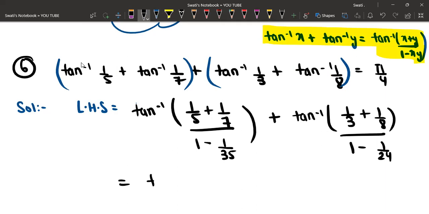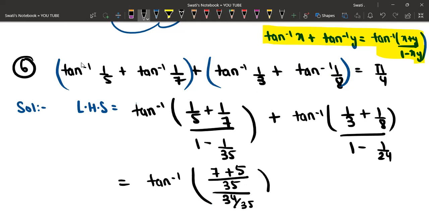Now simply this will become tan inverse. If I take LCM in the numerator, it is 35, and this will become 5 times 7, 35, 7 times 5, 35. So 5 times 1 is 5, upon, if you simplify this, 35 times 1 is 35, 35 minus 1 is 34. So 34 upon 35. And now I have here tan inverse. Here if I take LCM, this will become 24. 3 times 8 is 24, 8 times 3 is 24. So 3, and in the denominator, of course, 24 times 1 is 24, minus 1 is 23. So 23 upon 24.